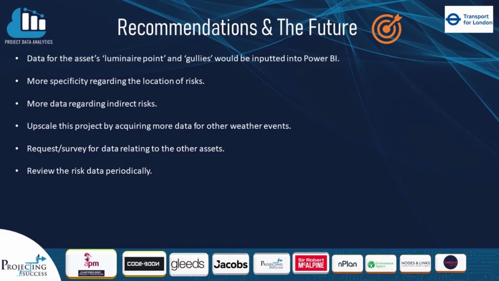To improve the visual and upscale the project, we would need more specificity regarding the location of risks, rather than central, pan, or outer London. We would also require more data regarding indirect risks as this data was non-existent for the 3 assets and minimal for the other 2. We could upscale this project by acquiring more data regarding risks from other weather events, like strong winds, heat waves, drought, etc. For future hacks, we could request more risk data relating to the other assets mentioned in the asset table, like tunnels, bridges, etc. This would allow us to carry out a more thorough and accurate investigation into which assets are more at risk from flooding in London.